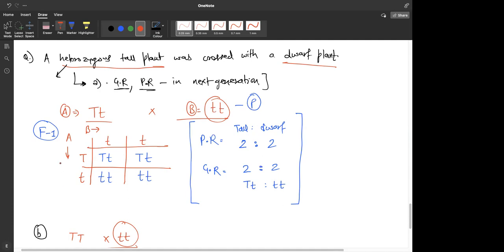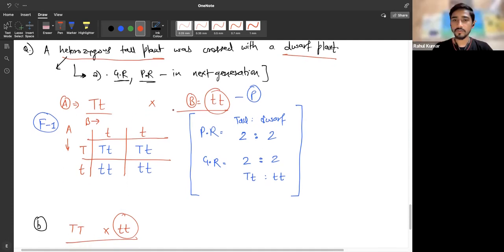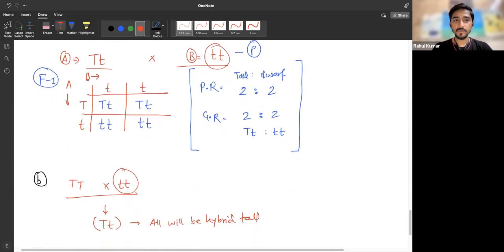But the cross that you just solved right now, can this be used as a test cross? We take a tall plant whose genotype we do not know and we cross it with a dwarf plant. Dwarf plant will always be small t, small t. And if in the next generation I get half tall and half dwarf, then I can say that the tall parent was heterozygous tall. And if in the next generation I get all hybrid tall, no dwarf, then I can say that the parent was homozygous tall. Can I do that?